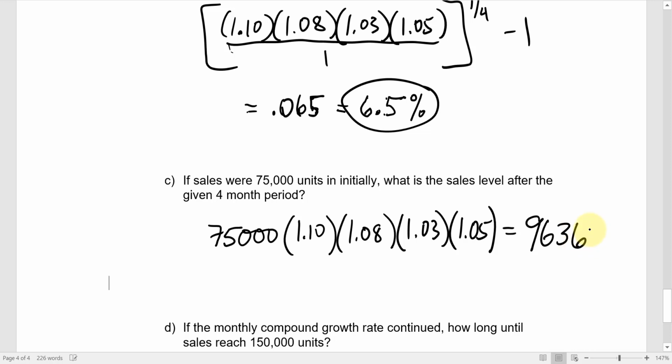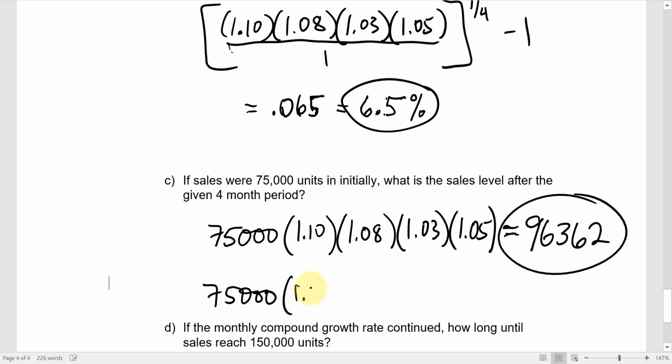Let's say if these are units, we could round off here, 96,362 roughly. Now of course I would get the same thing if I just took 6.5% 4 times in a row. It's the same thing. So this is the answer, but you could do 75,000 and increase by 6.5% 4 times. Now it may not be exactly the number because I rounded off here, but let's see what we get. Well, if you actually type that in, you're going to get 96,484, and that makes you pause.